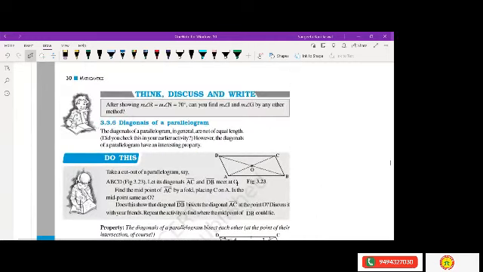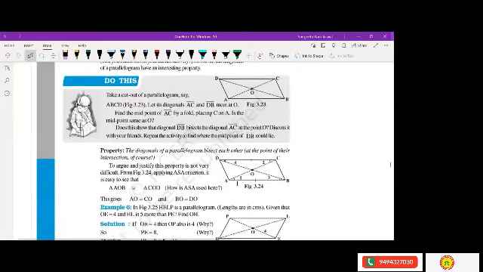Okay, now talking about the diagonals of a parallelogram. The diagonals of a parallelogram bisect each other. Bisect each other means they are dividing into two equal parts. One diagonal bisects the other diagonal into two equal parts. So that is called bisect each other. Right? It's bisecting into two equal parts, equal lengths.